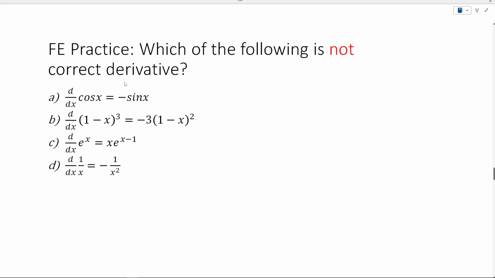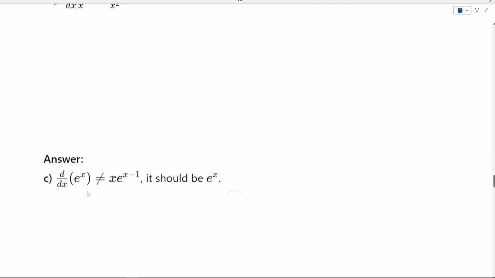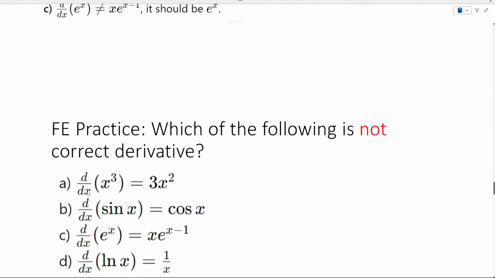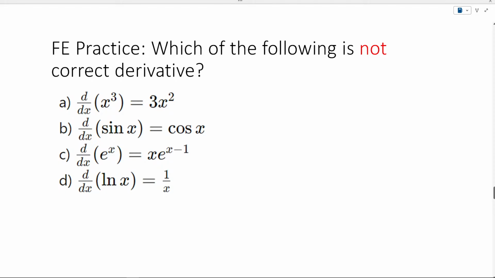So, FE exam practice. I ask which of the following is not a correct derivative. You can get something like this in the FE exam. So try to solve it on your own, and then this would be the answer. But don't look at the answer, just try to solve it on your own. Here is another example, so you can pause the video and do this for practice.